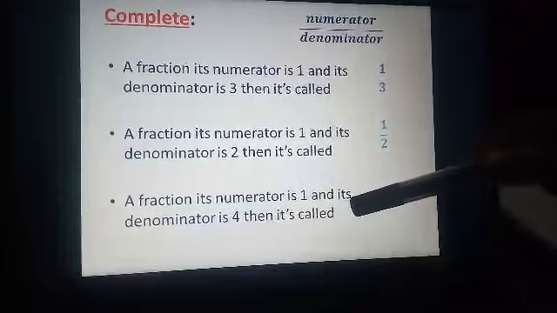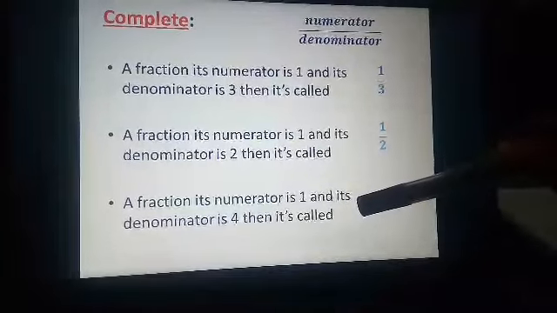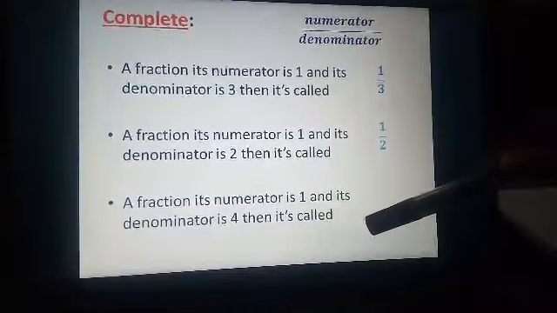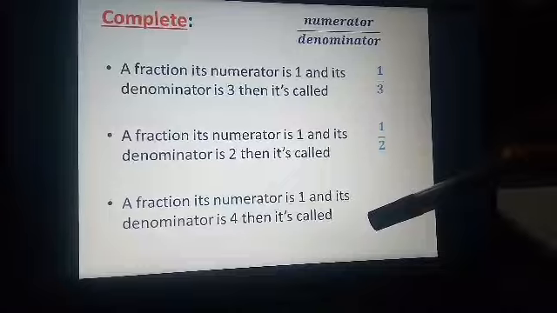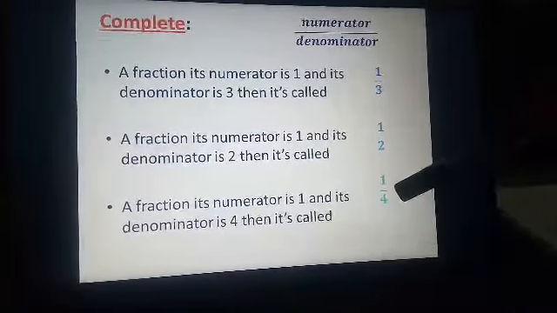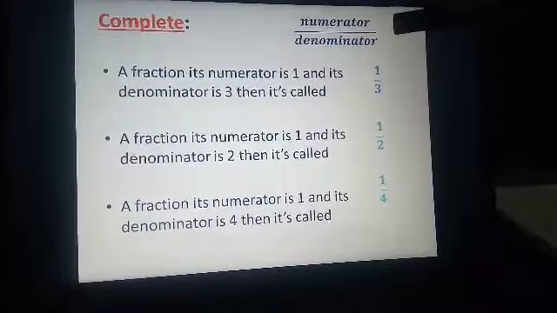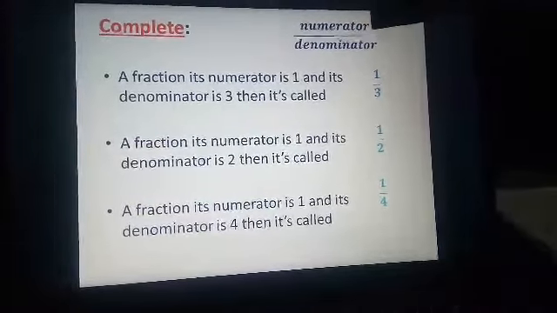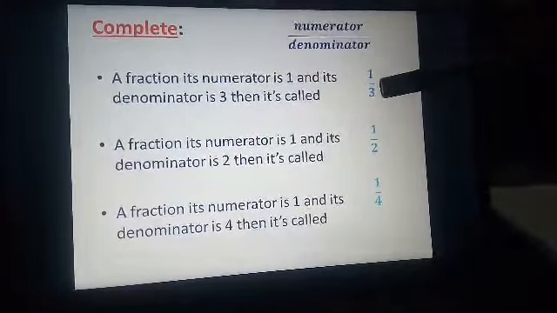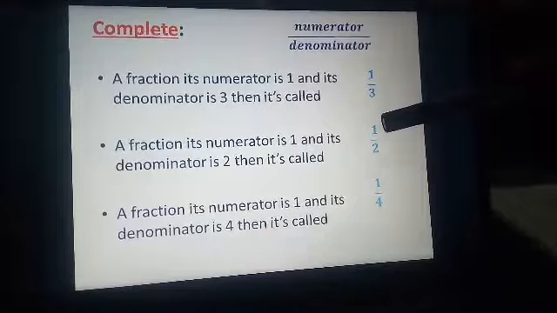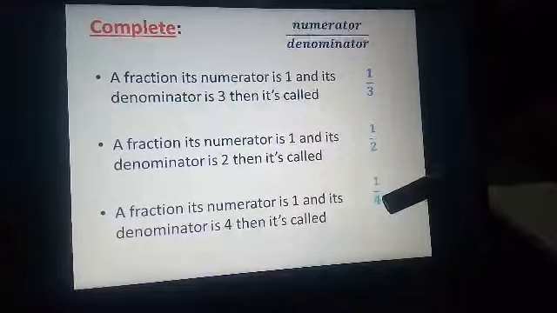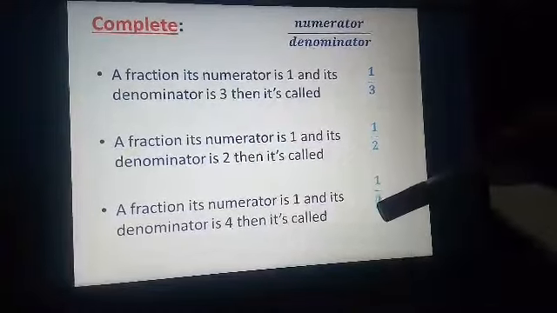Let's have a look here. Write a fraction, its numerator is 1 and its denominator is 4. Then it's called what? So I will make a small line and I will write up number 1 and I will write down number 4. So it will be quarter. 1 is numerator, 3 is denominator. 1 is numerator, 2 is denominator. 1 is numerator and 4 is denominator. Let's continue, my dear student.